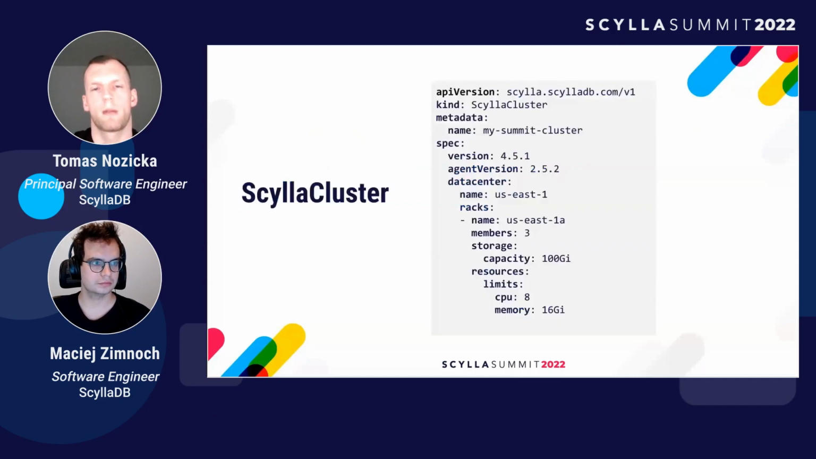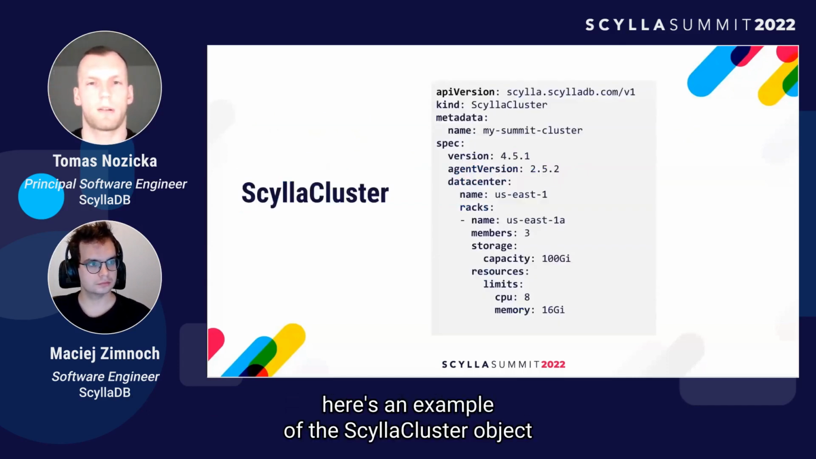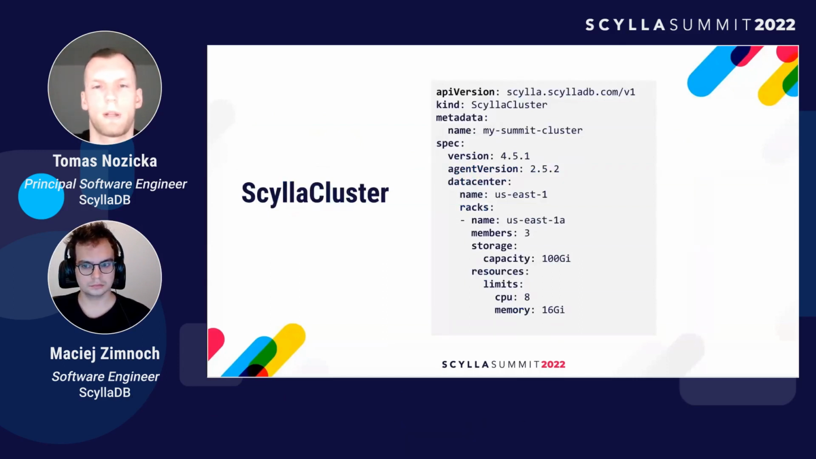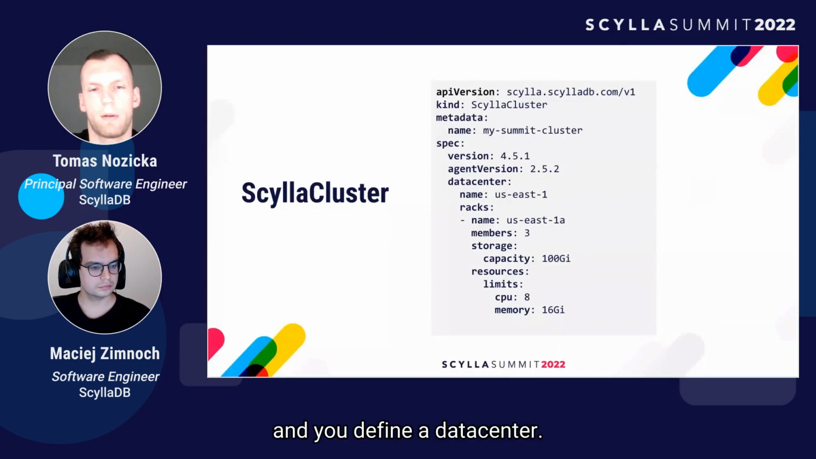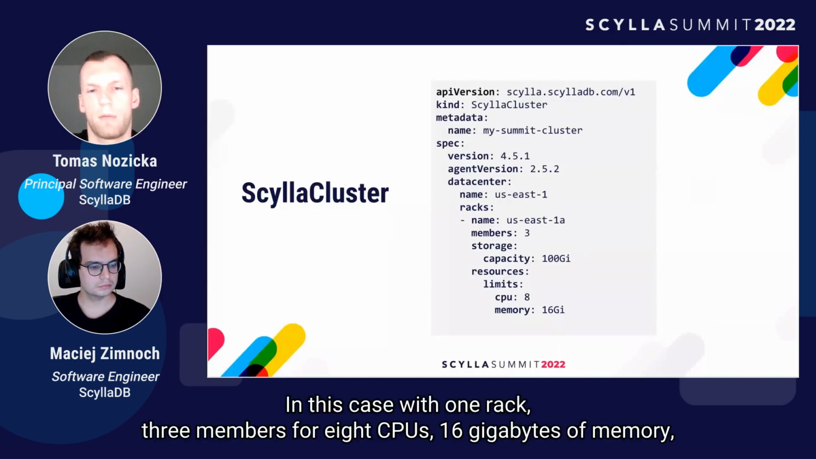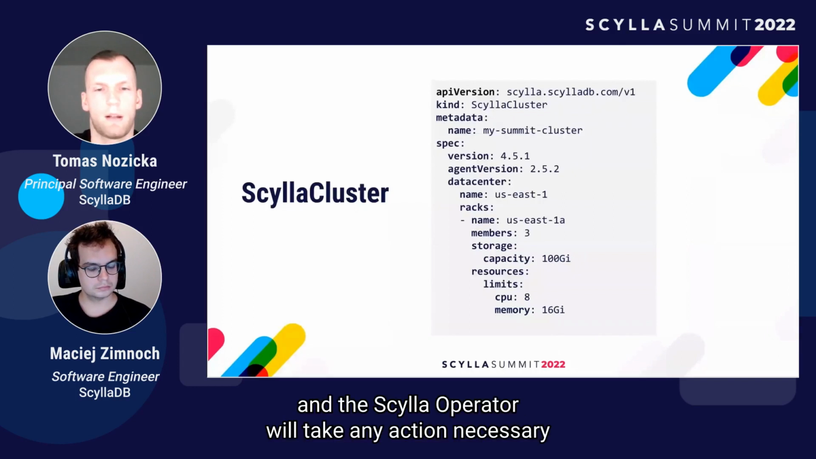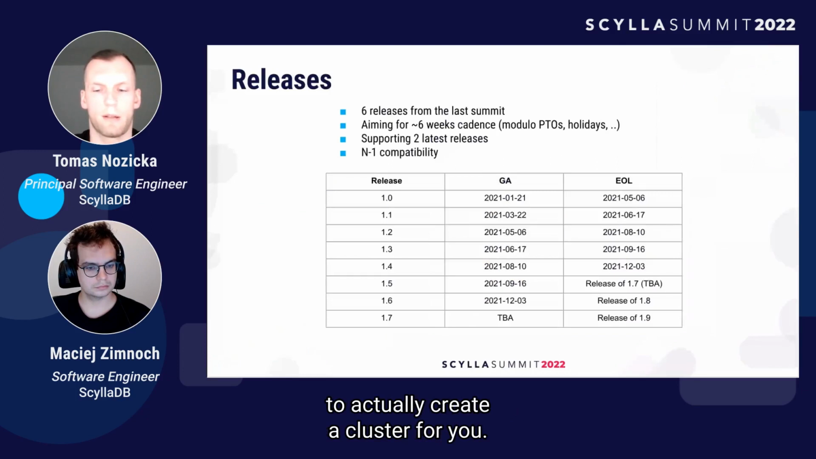For those who still don't know about the operator, here's an example of the Scylla cluster object that defines the Scylla cluster. You specify the version, the manager agent version, and you define a data center, in this case with 1 rack, 3 members, 8 CPUs, 16 gigabytes of memory, and that's what you send to the API, and the Scylla operator will take any action necessary to actually create that cluster for you.